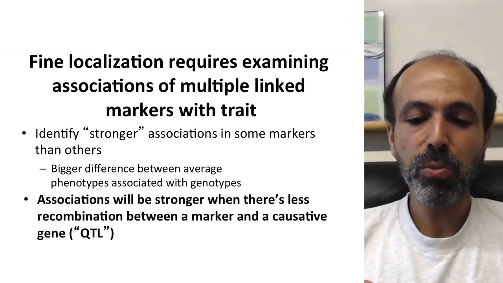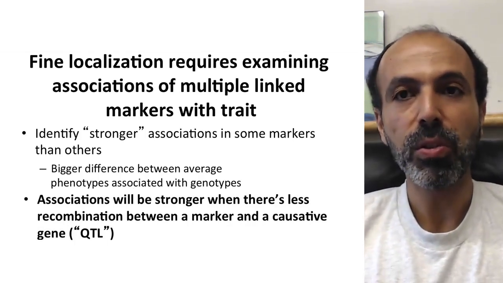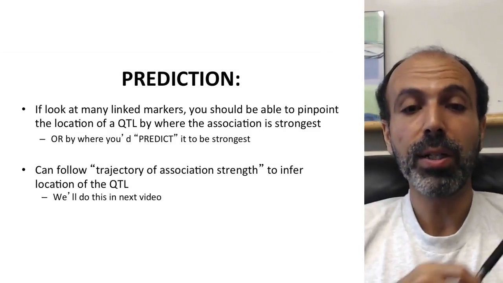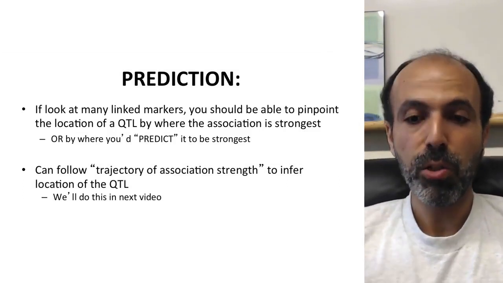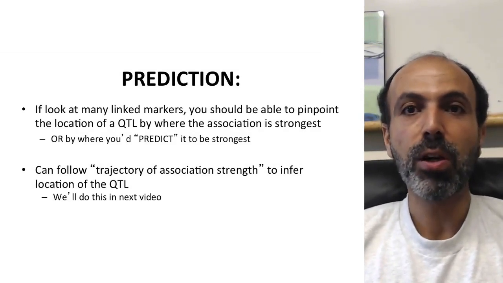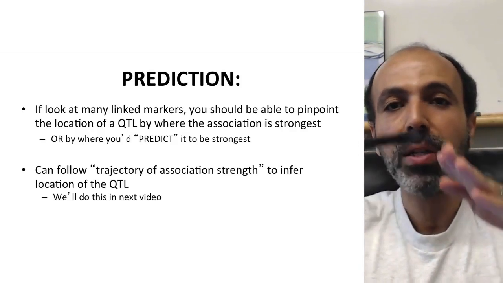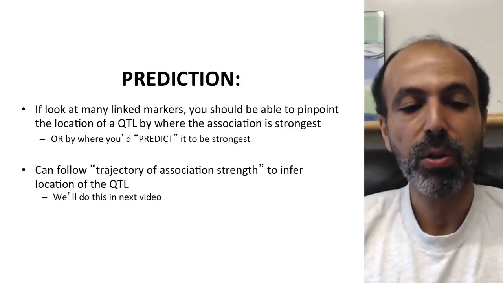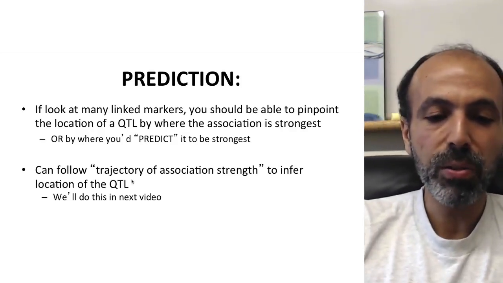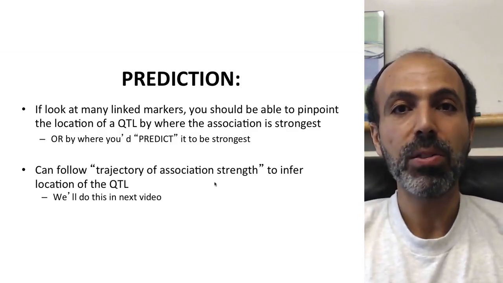Now again, association will be stronger if there's less recombination between a marker and the causative gene, or the QTL. So from this, we generate a prediction that if we look at many linked markers, we should be able to pinpoint the location of a QTL by where the association is strongest, or where we predict it to be strongest. Like we'll infer a continuing association going further along there. So to do this, we'll follow the trajectory of association strength to infer exactly where this QTL will be.